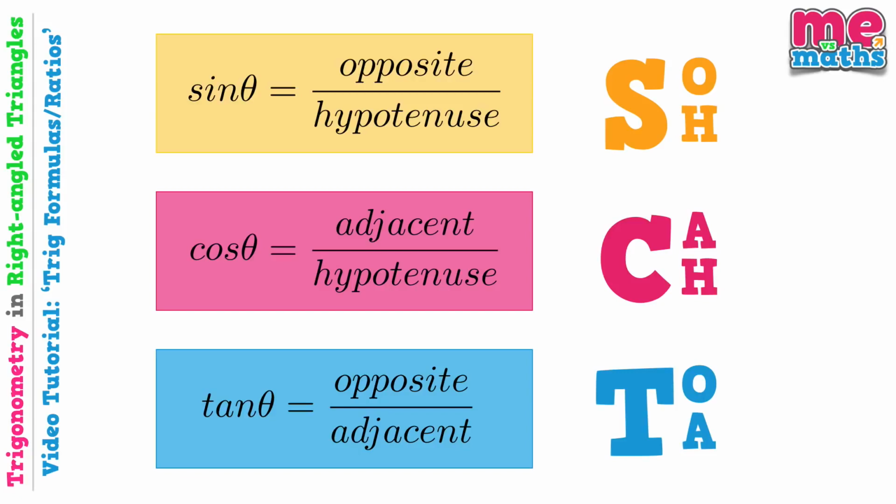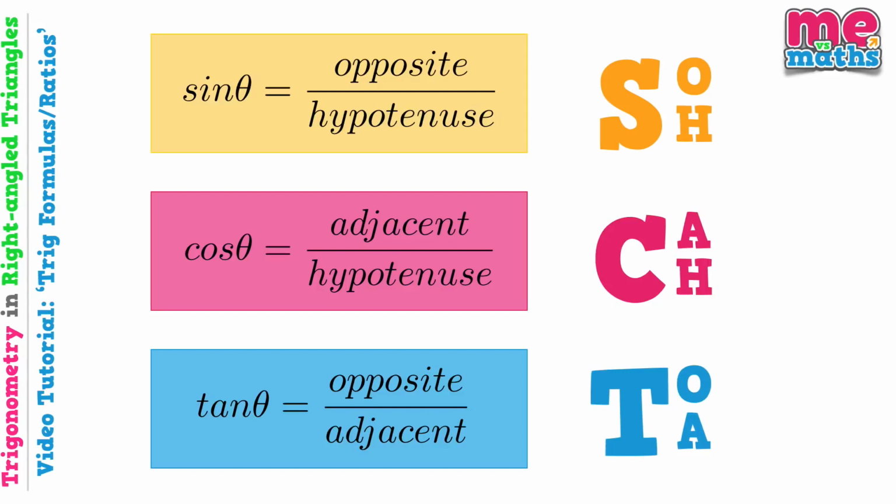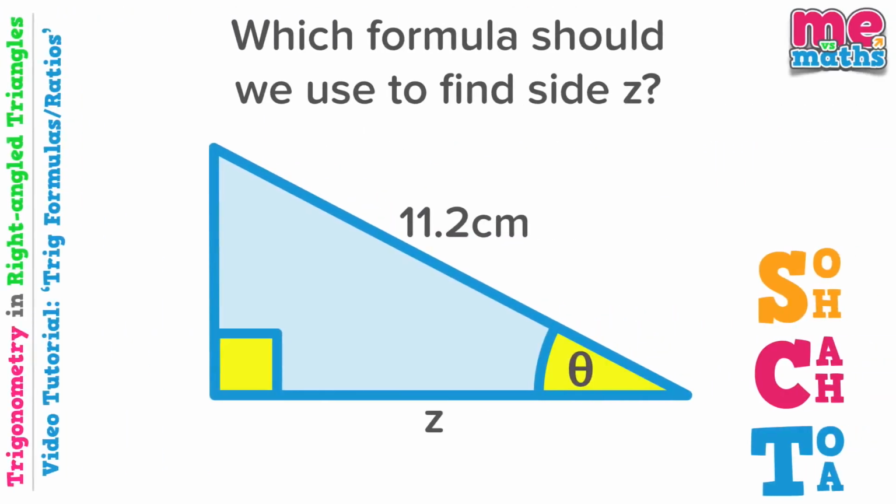Now, as you may notice, these 3 trig formulas work with different combinations of sides, and that means we use a different one depending on the problem we're working on. And that's what we're going to look at now, just a couple of examples of how we decide which of these formulas we need to use. So all we're going to be doing here is deciding which formula we'd use to find side Z. We're not actually going to be working it out.